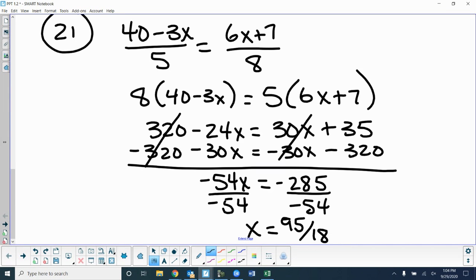Anything else? Okay. Then 24 was an identity. 3 was our common denominator. If we multiplied everything by 3, we'd get 6x plus 1 equals 6x plus 1. So we see it's an identity, that means there's all real numbers, anything would work.